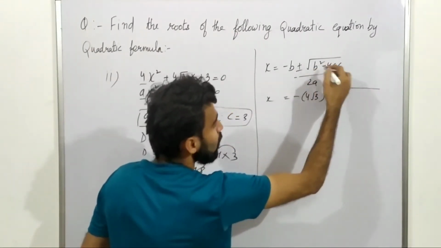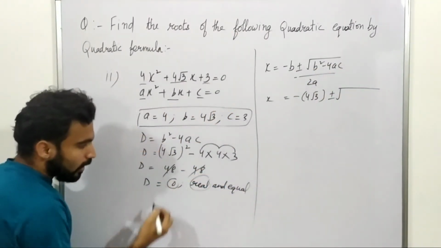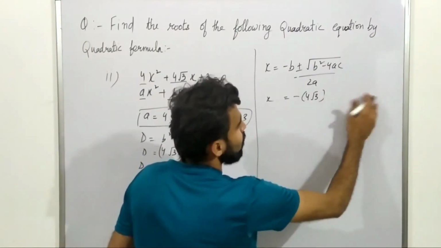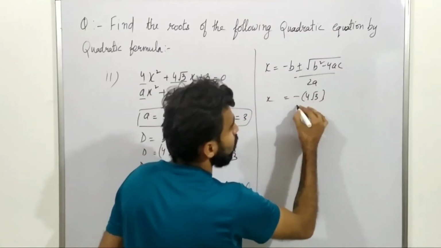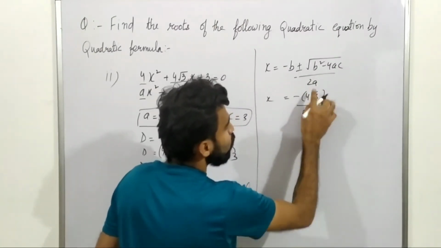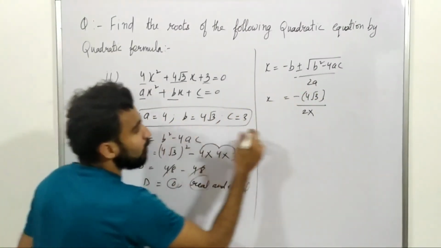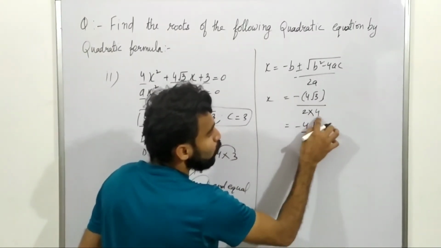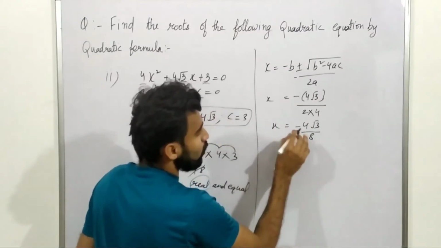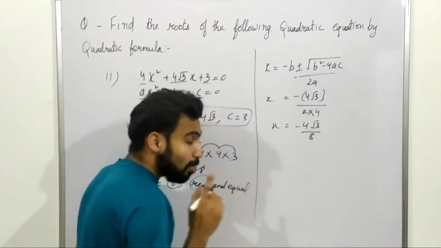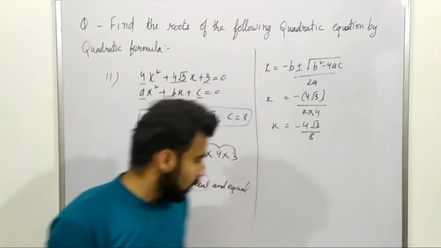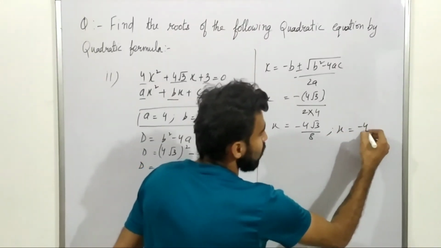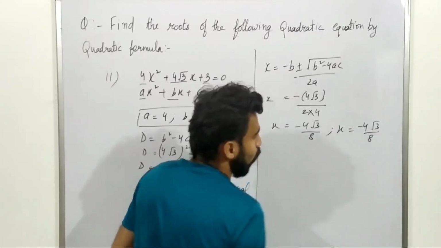Now this is capital D and I have already calculated it as 0. So we will place 0 there. Further over 2a, there will be 2 cross a, and at the place of a there is 4, right? So that will be minus 4 root 3 over 2 cross 4, which is simply 8. So you can see here, the similar roots that will exist. As you can see, here are equal roots. So the other root will be as it is, that is minus 4 root 3 over 8.